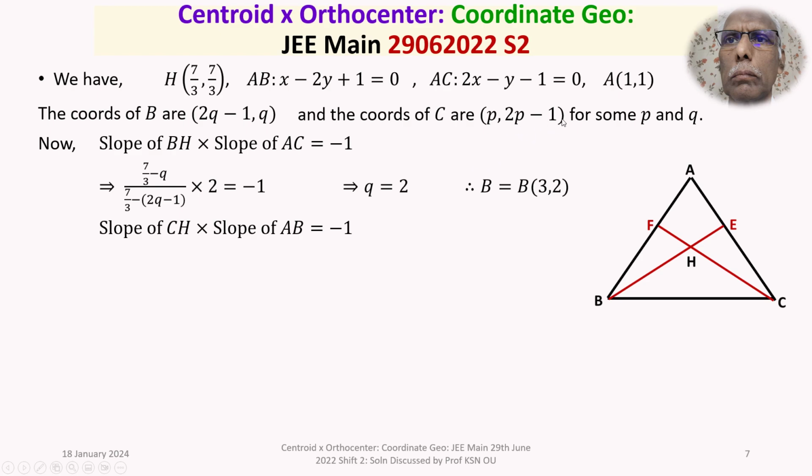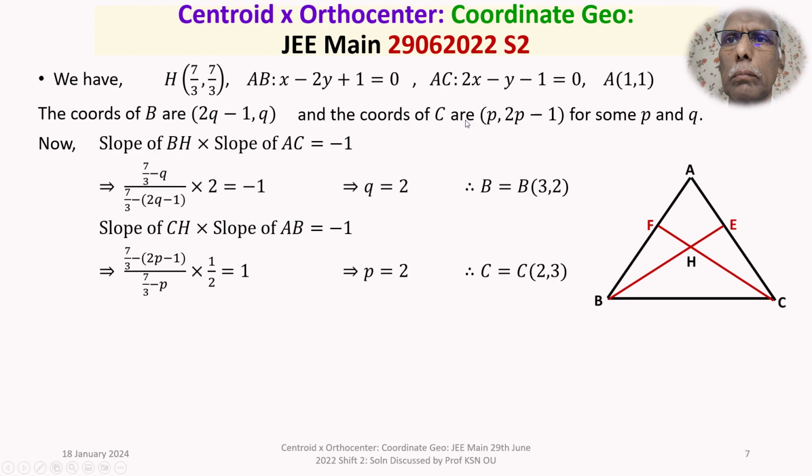We write 2p, 7 by 3 minus 2p minus 1, y2 minus y1 by x2 minus x1, p minus 3, into the slope of AB. So the slope of AB is y is equal to 1 by 2x. Right. So the slope of CH multiplied by the slope of AB, 1 by 2, is equal to minus 1. It's not 1, it is minus 1. I am sorry. So solving for P, we will get P is equal to 2.